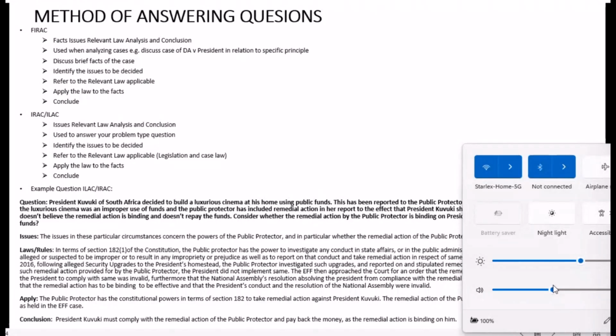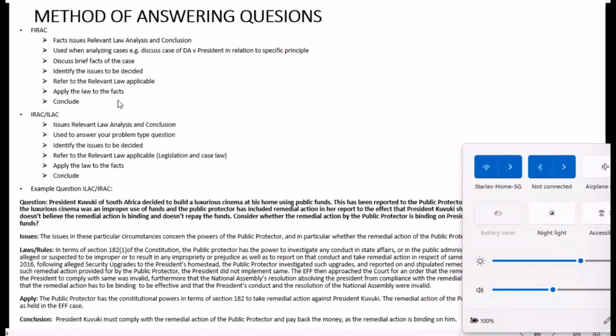Yes, the first one, FIRAC. Sorry, where we actually start with FIRAC is here. Here I was just giving you what FIRAC stands for, and here I was telling you when you would use it. Then I talk about the brief facts of the case, identify the issues, refer to the relevant law, and then you apply the law to the facts.